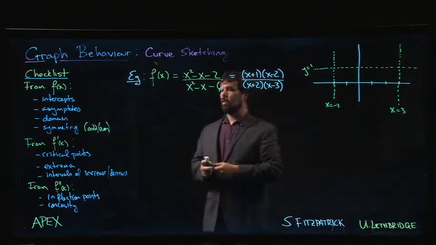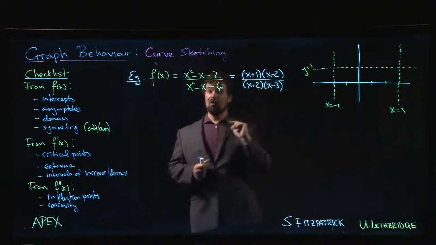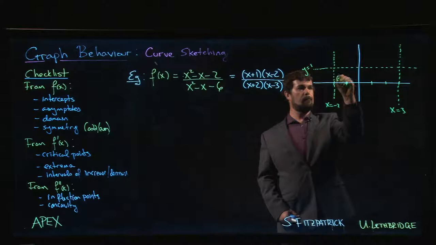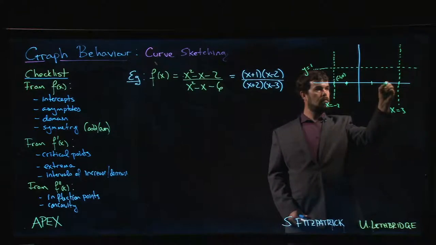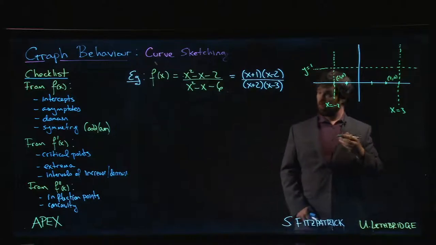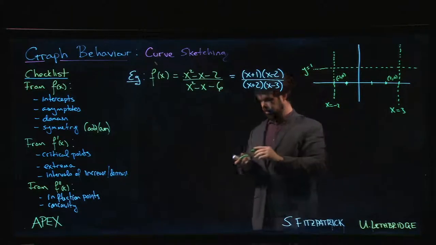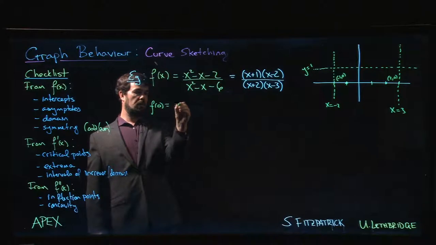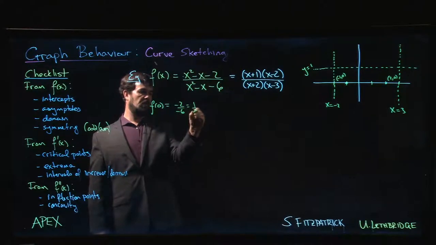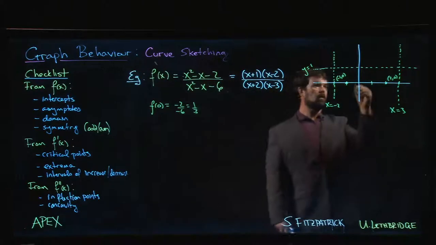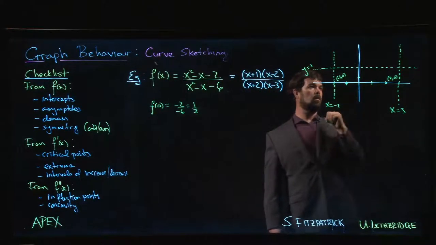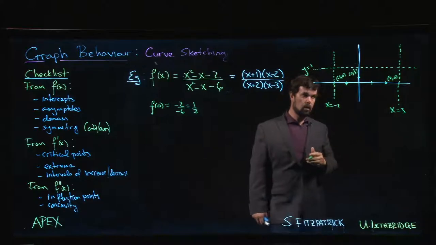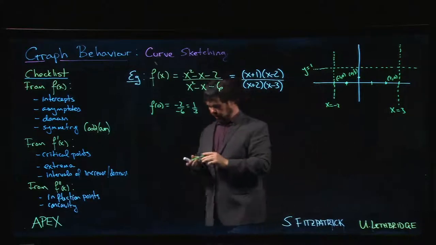Okay, what about intercepts? Well, we have two zeros in the numerator, right? At minus 1, 0, and at 2, 0, we have intercepts. What about the y-intercept? If we compute f of 0, we get minus 2 over minus 6, which is 1/3. So we have a y-intercept here, right? 0, 1/3. Okay, so we're already getting some data points on our graph.